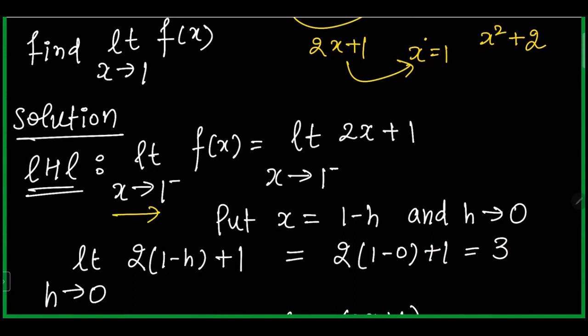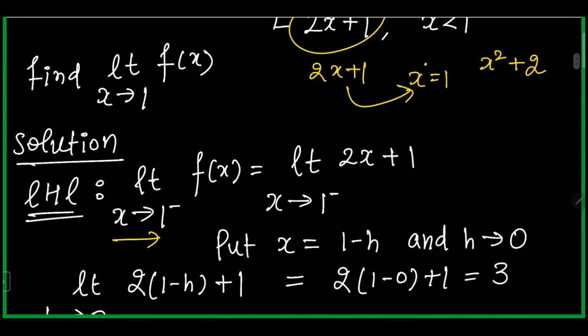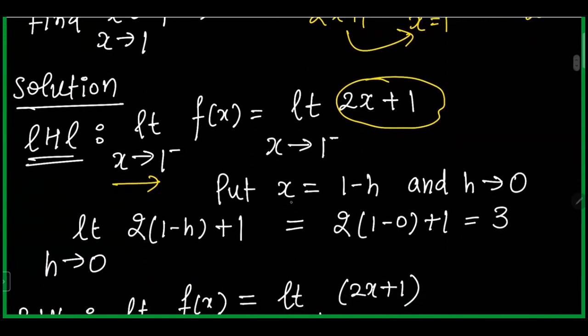So what is the value of f(x) when we are less than 1? The value is 2x plus 1. So I put the value of f(x) as 2x plus 1. Now what I will do is I will put my x as 1 minus h. Why 1 minus h? Because we are very slightly less than 1. So I will put x as 1 minus h, and my h is approaching 0. Because h is very small, it means we are very slightly less than 1.